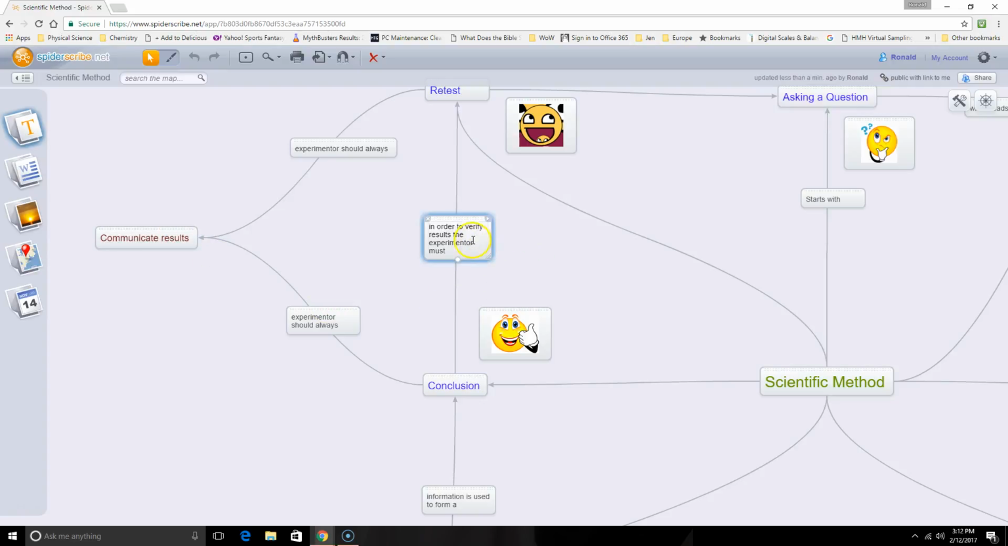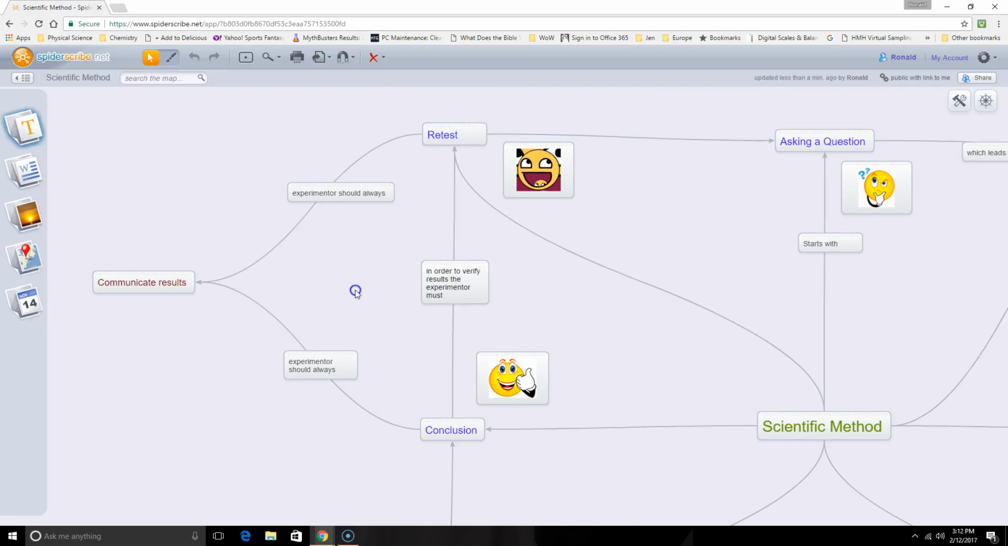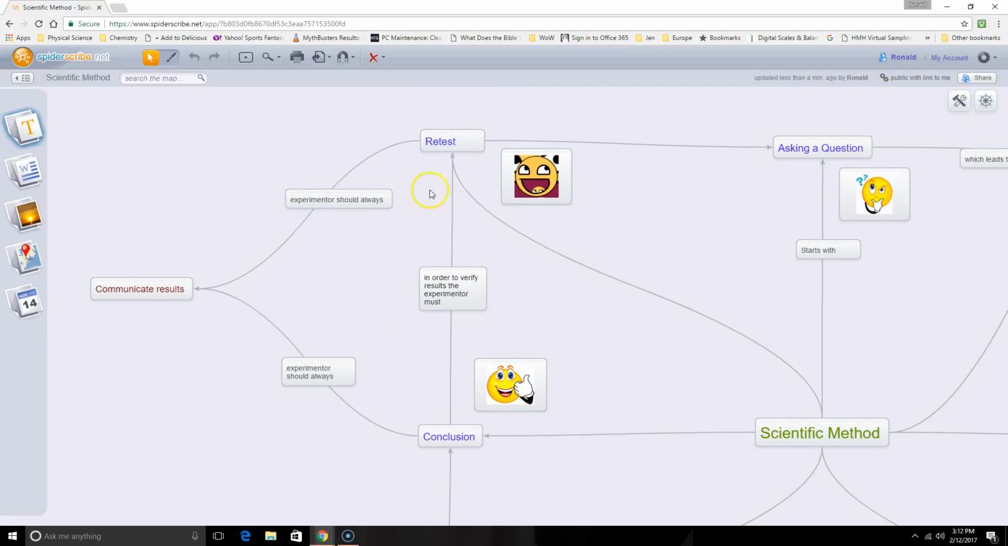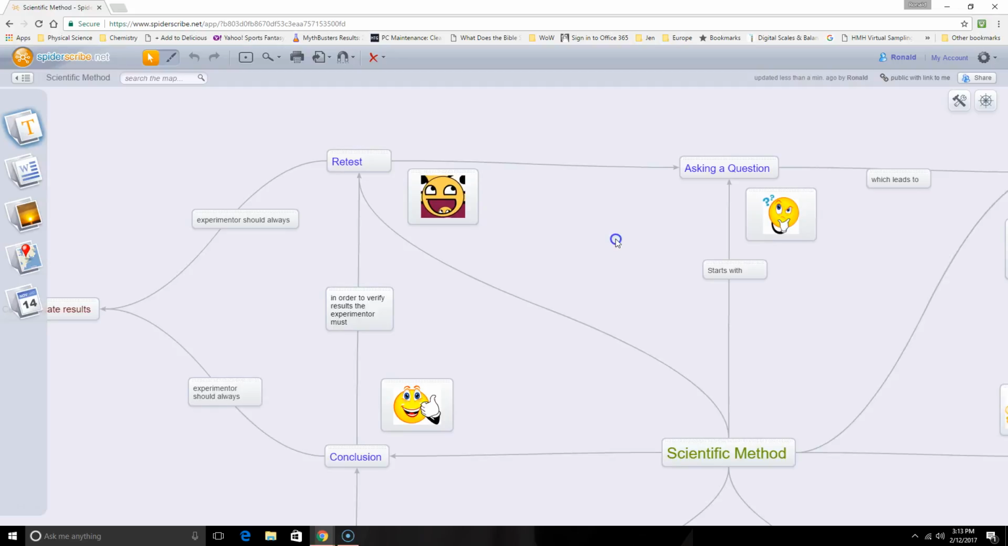In order to verify results, the experimenter should always retest. Doing one experiment is not good. You want to have more than one. You want to have more data to back up what you say. Just doing it once doesn't cut it in science. You have to do it many, many, many times over. And normally it's not just one person doing it. You will have a couple of different people, or maybe tens, 20, 30, hundreds of different people doing it. It depends on what we're talking about. But you always need to retest.